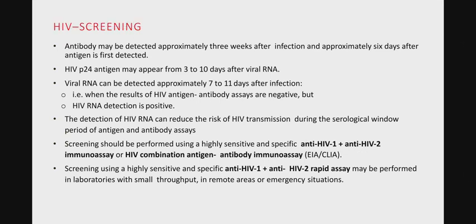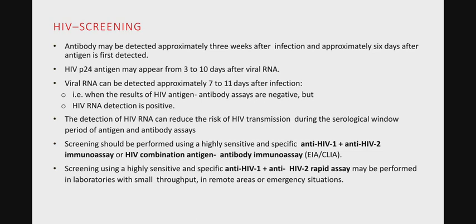HIV screening. The antibody may be detected approximately 3 weeks after the infection and approximately 6 days after the antigen is first detected. The antigen, that is the HIV P24 antigen, appears 3 to 10 days after the viral RNA is detected. This viral RNA can be detected approximately 7 to 11 days after infection. That is the time when the results of antigen and antibody assays are negative, but the HIV RNA detection is positive.